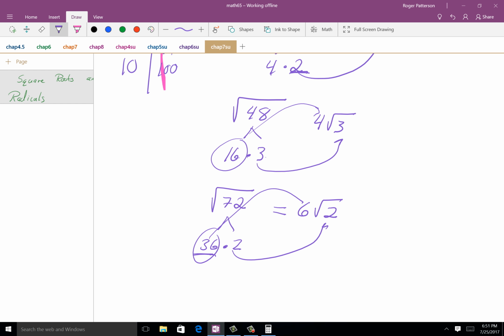So you don't want to use your calculator to just do the square root of 48. It's not going to work because we're simplifying.